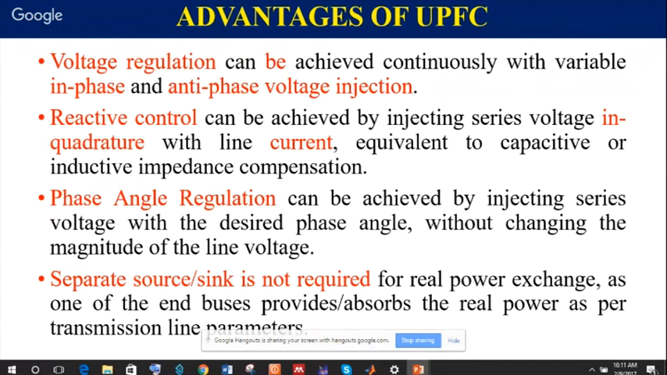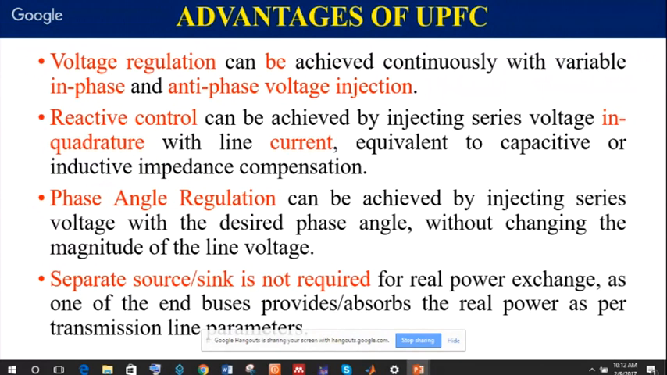Also, reactive power can be controlled by injecting voltage in quadrature with the line. That is equivalent to capacitive or inductive compensation, because when you add voltage in quadrature with the line, it will support reactive control. Then phase angle regulation is also achieved, that is, by injecting series voltage with the desired phase angle without changing the magnitude of the line voltage. Only the phase angle is regulated here.